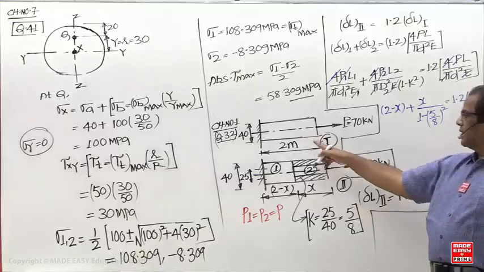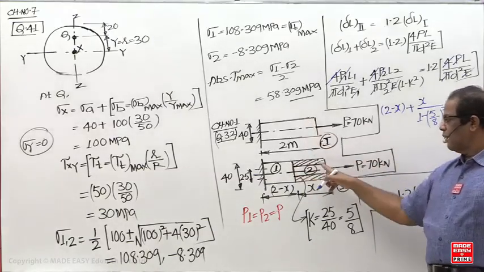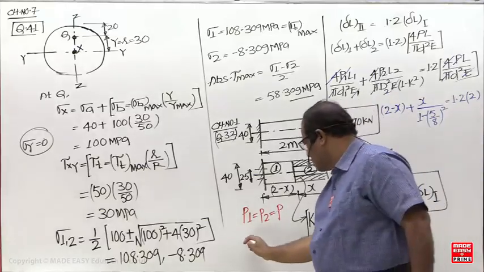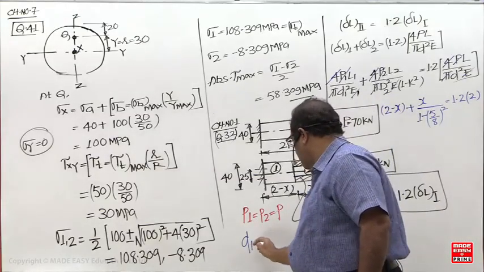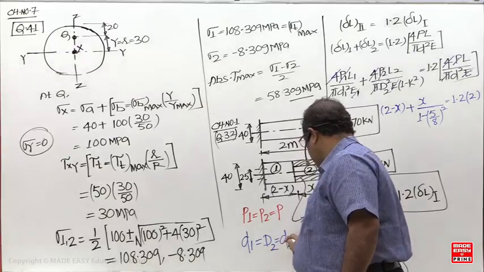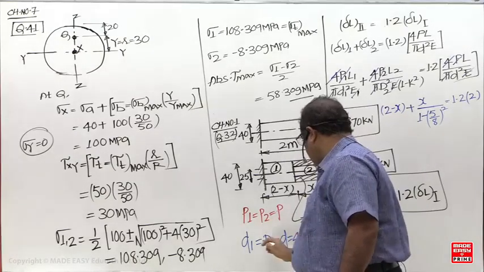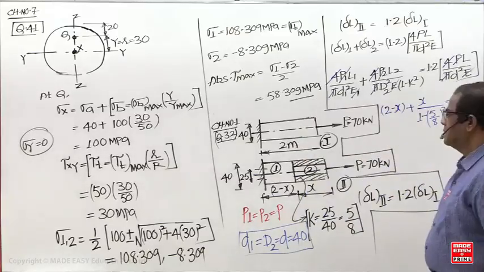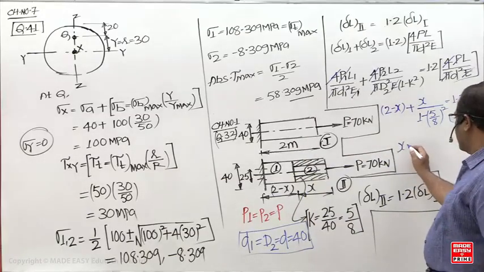In all the cases, the diameter here is about 40. Its outer diameter is also 40. So simplify this one, you are going to get the x value.